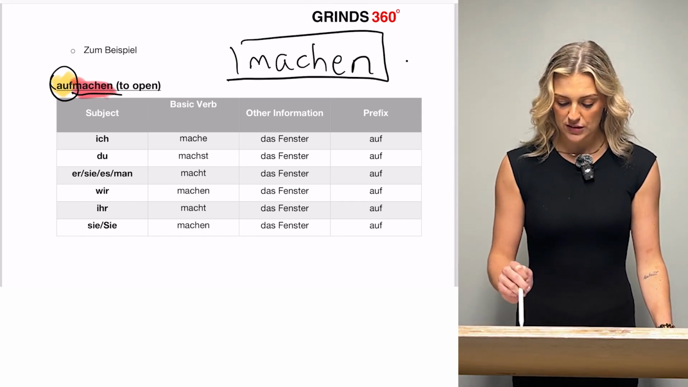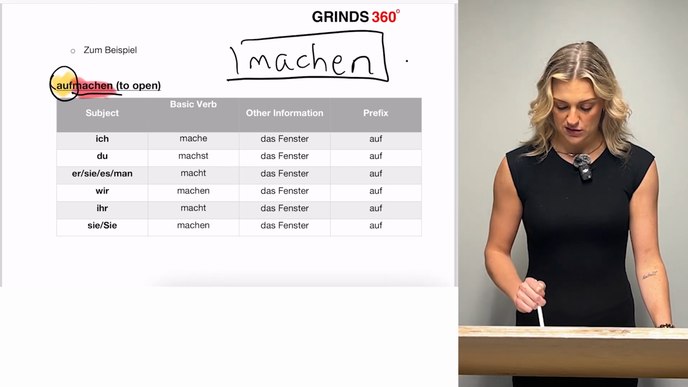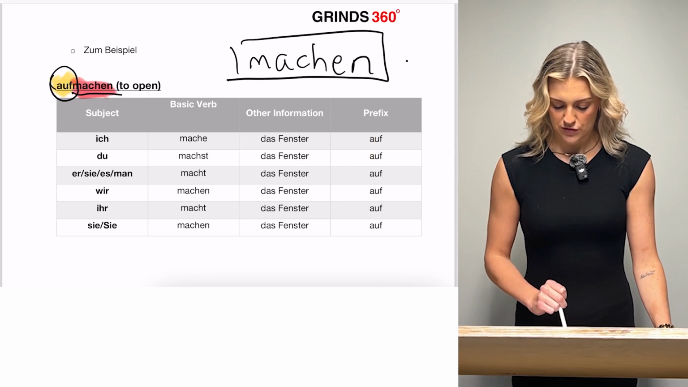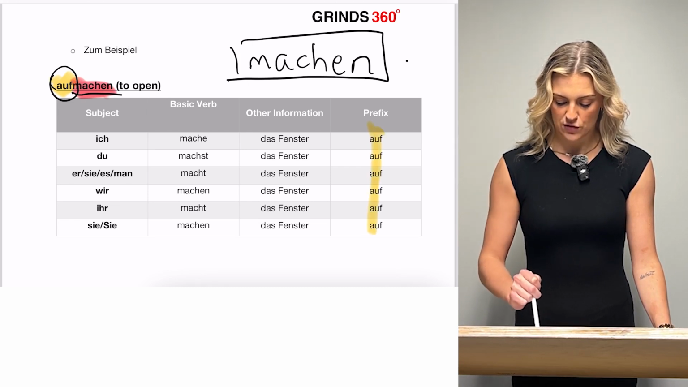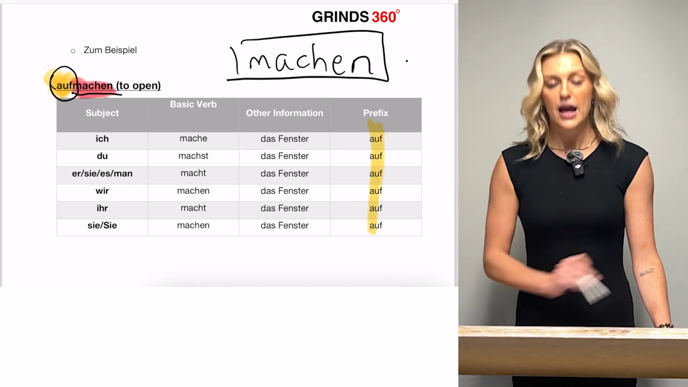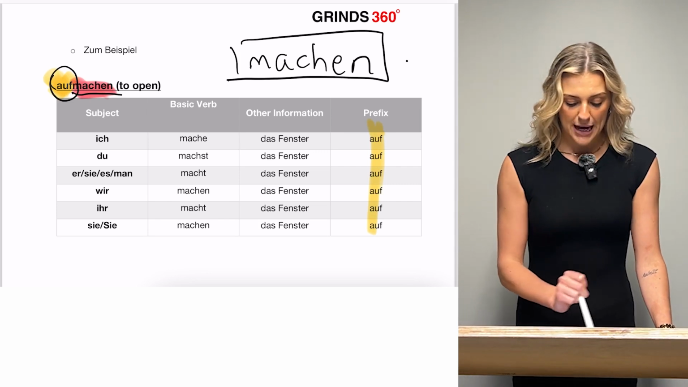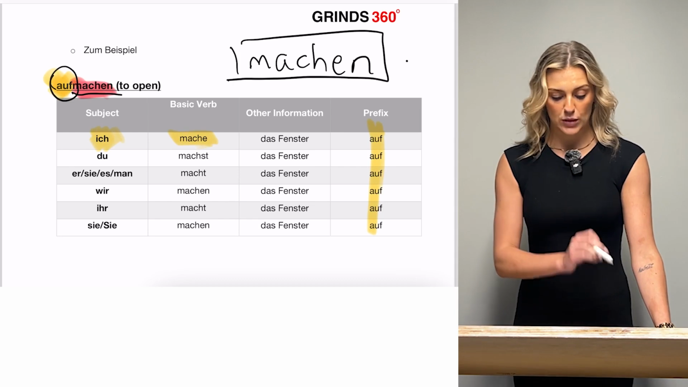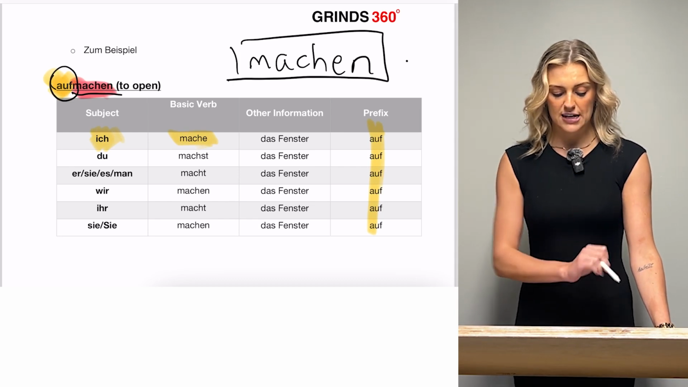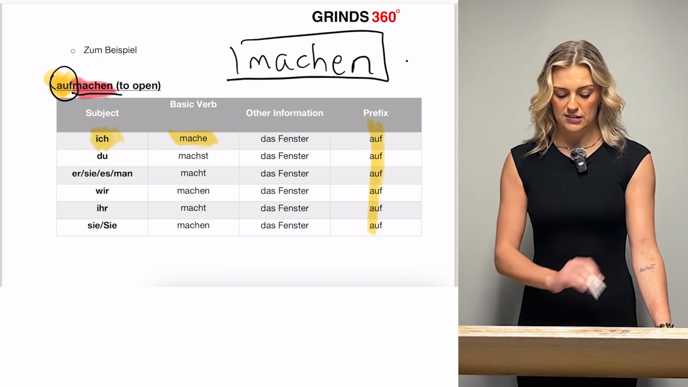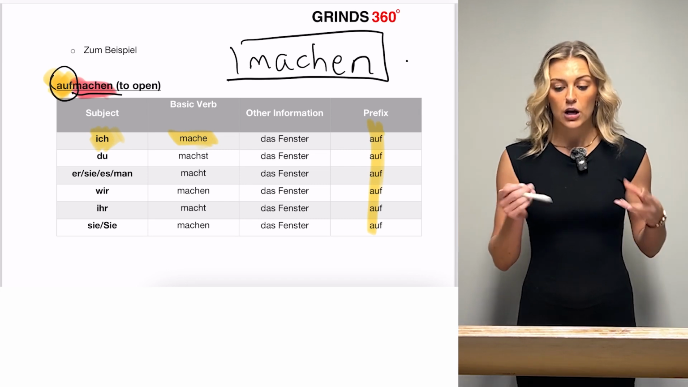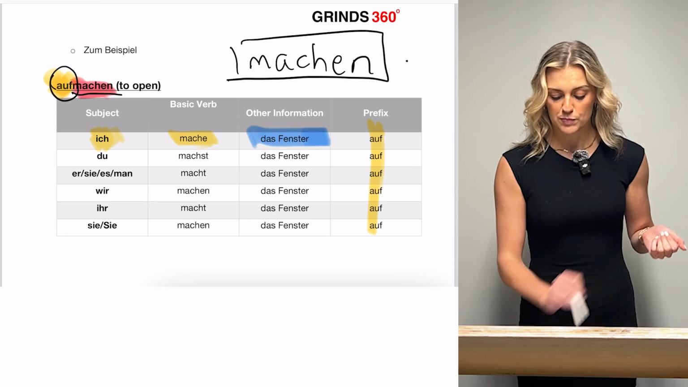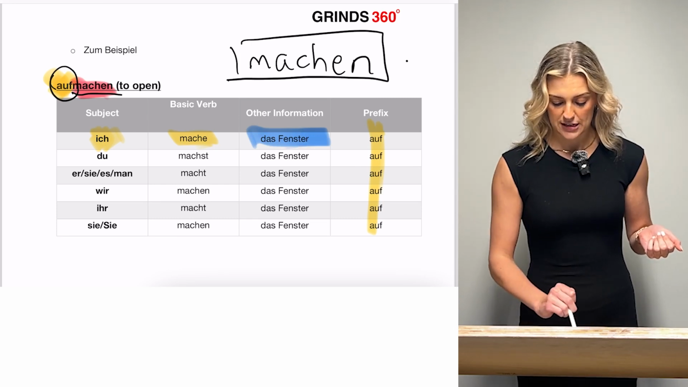So my auf, you can see, goes to the end of the sentence. We don't forget about it. It just goes to the end of the sentence. So auf is taken off and goes to the very end of the sentence. Machen is then conjugated depending on the subject and put in second place. So ich mache, du machst, sie, es, man macht, wir machen, ihr macht, sie machen, Sie machen. So machen is conjugated as normal, put in second place, and then any other information goes between those two things.